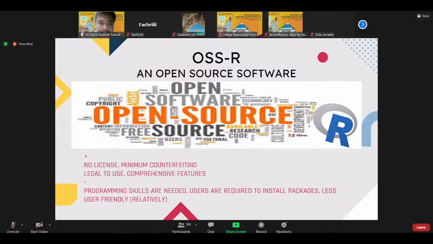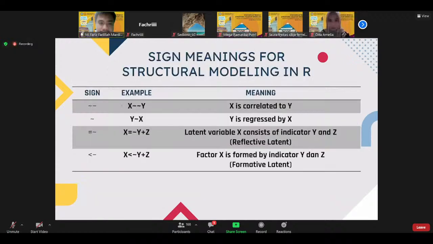Okay. When we are a beginner in programming, I mean, R is difficult. Amos is much easier than R, but when we want to study or learn about programming, I think structural equation modeling with R doesn't matter. Okay, this is the sign meaning for structural modeling in R.